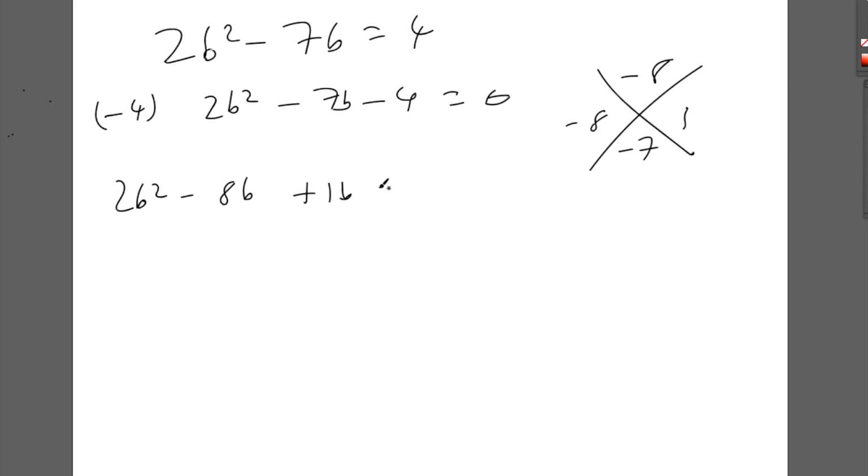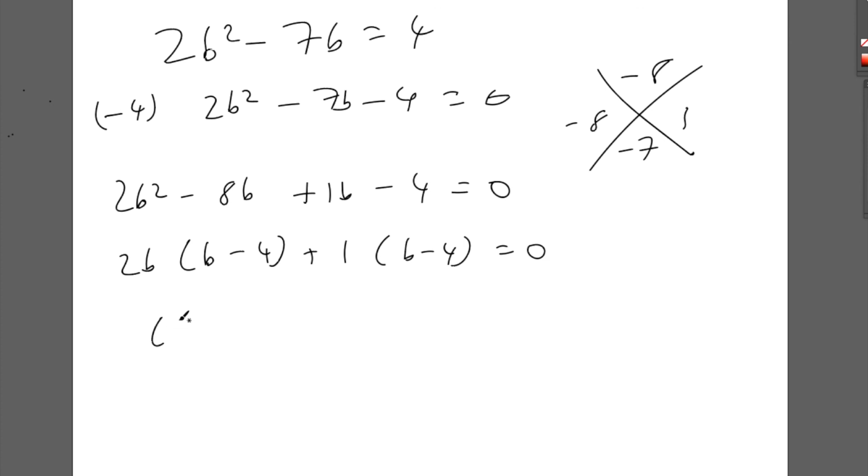minus 4 equals 0. Then that goes into, so we got 2b, pull out the greatest common factor there, and then we got b minus 4, and we're going to have plus 1, b minus 4 again, equals 0. Okay, then we're going to pull out the common one there, so we got b minus 4, which is the same, and then we have 2b plus 1, make that all equal to 0.